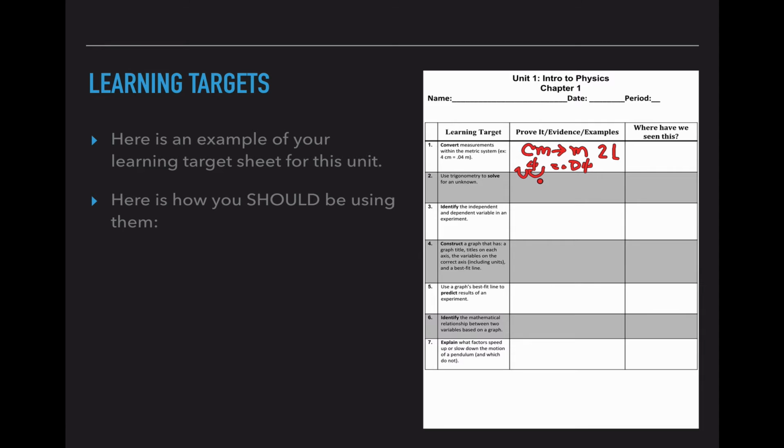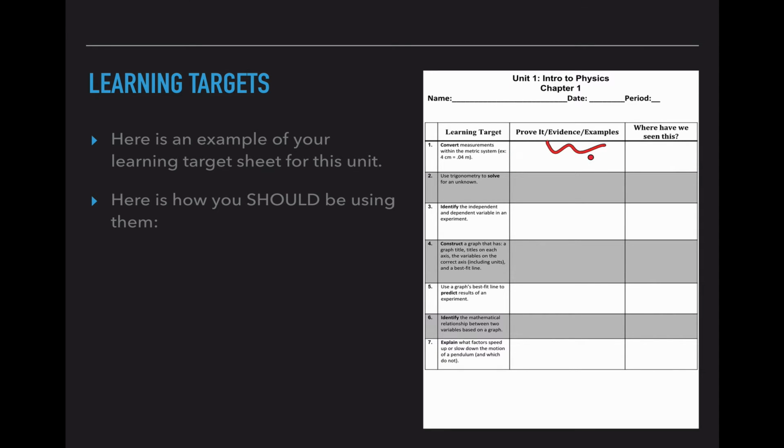You can draw a stair step in here. You can draw anything that you think will assist in reminding you what that learning target is. And then this last column, where have we seen this? You can write notes and the section of the notes that we talked about. You can write the worksheet. You can write worksheet 1, 2, 7 if it was on all of those. This gives you a place to look in case you need extra help or a place to reference if you need a refresher.